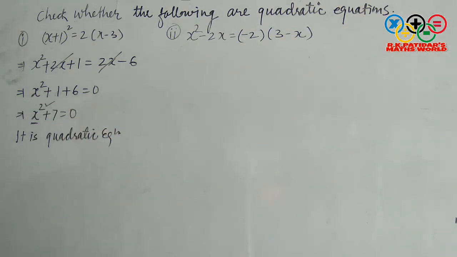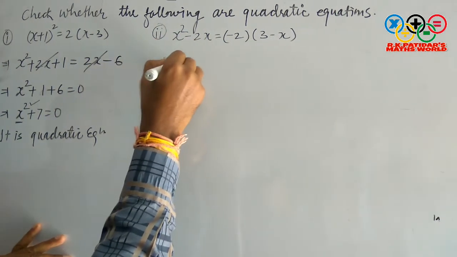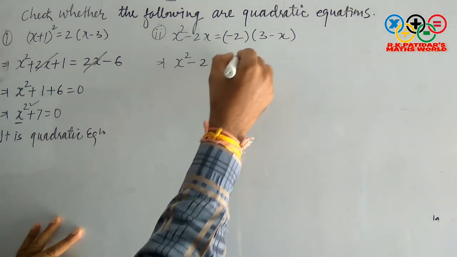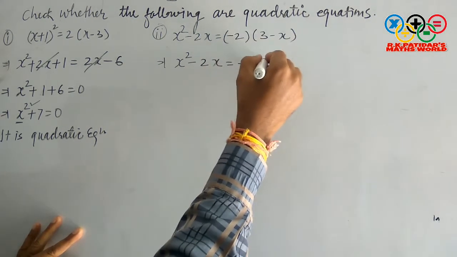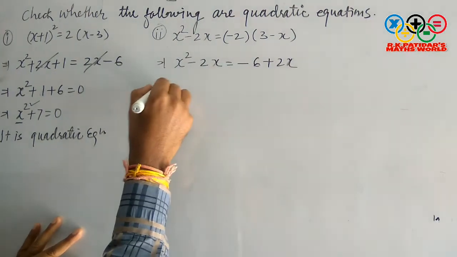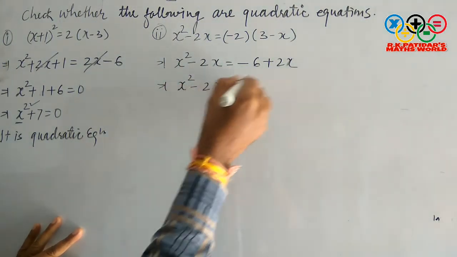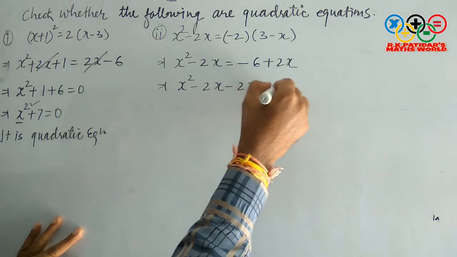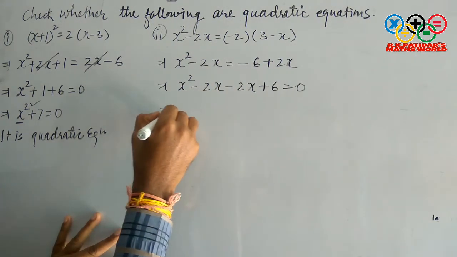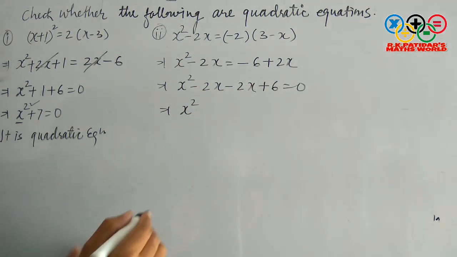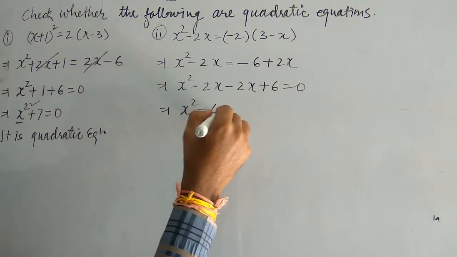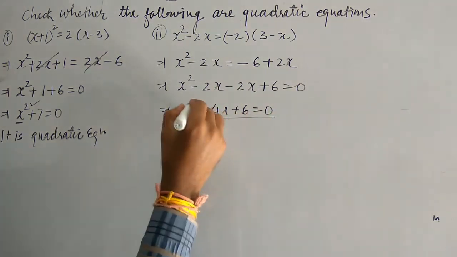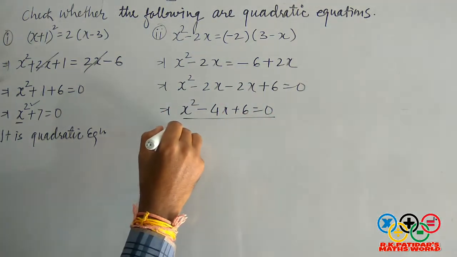Now see the next one. LHS remains as it is, x square minus 2x, and multiply minus 2 by this, minus 6, minus plus 2x. Now this is x square minus 2x, transpose minus here, it is minus 2x. 6 when we transpose, it becomes plus 6 is equal to 0. So what we have? X square minus 2x is minus 4x plus 6 is equal to 0. Now the highest power of variable is 2, so it is a quadratic equation.